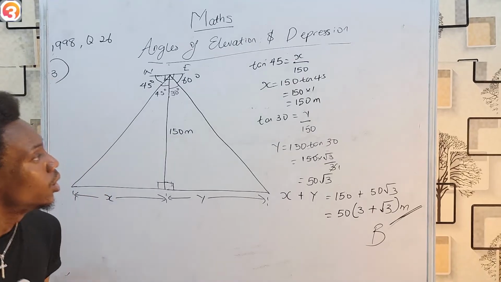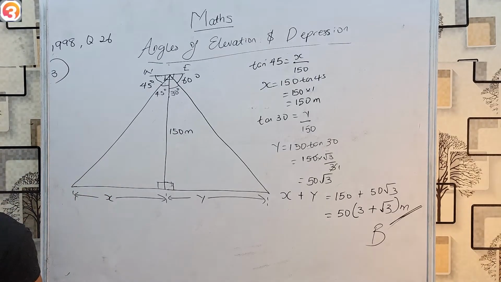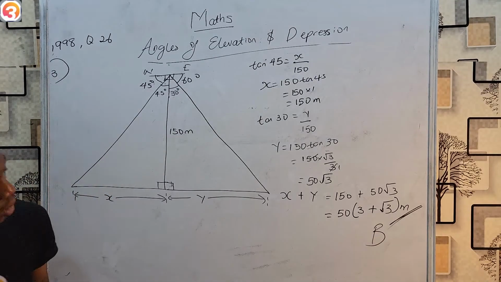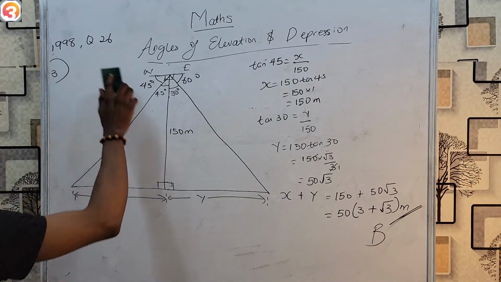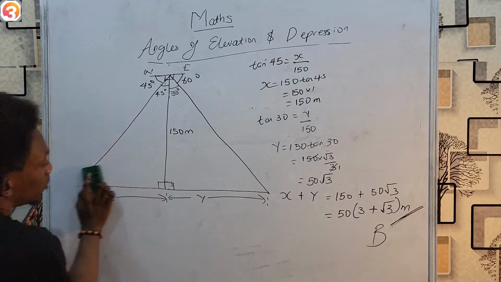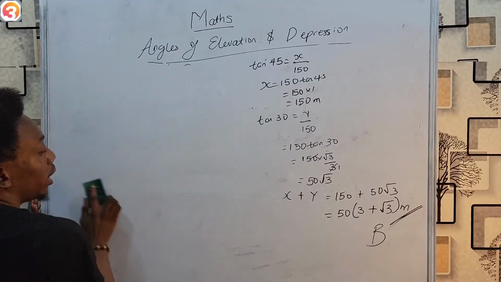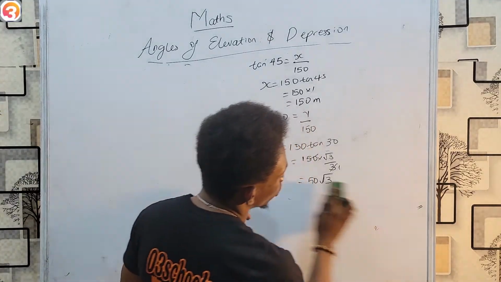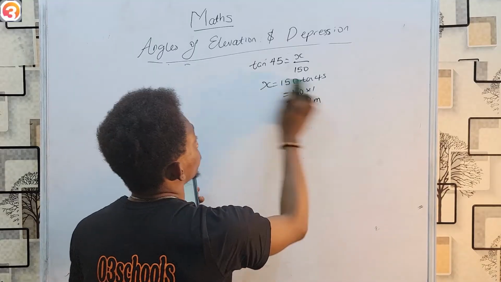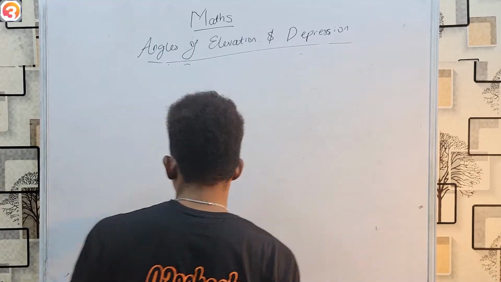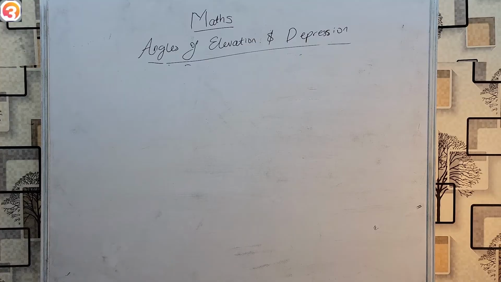So you see, this is very, very simple. So let's try a couple more. Keeping in mind, we're still using the exact same methodology. Elevation is looking from the horizontal upwards, while depression is from the horizontal downwards.